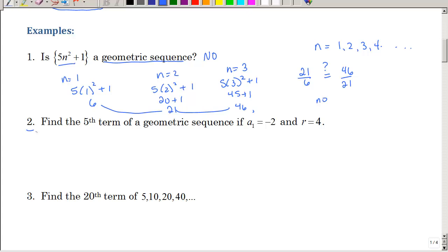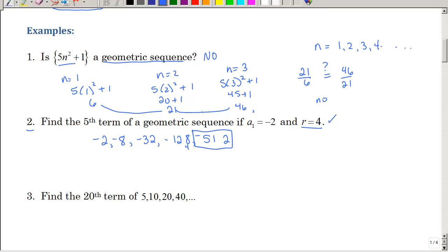Let's look at example number 2. Find the fifth term of a geometric sequence given this information. Now we could list them out, right? If A1 is -2 and R is 4, that means I'm multiplying by 4. So -2 times 4 is -8, times 4, times 4, and one more time, so 4 times 8 is 32. I think 512. So I know my answer is 512.